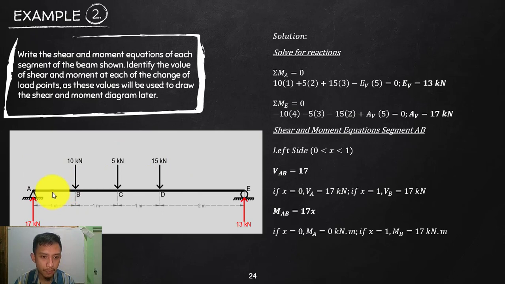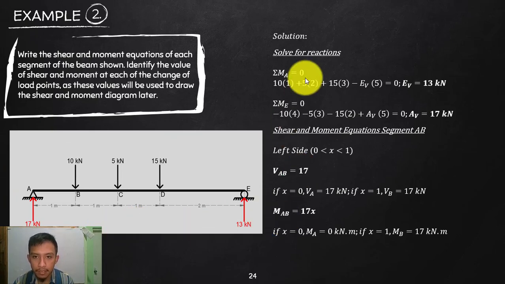So there are 4 segments that I need to consider: AB, BC, CD, and DE. So we will be ending up with 4 equations of shear, 1, 2, 3, 4, and then 4 equations of moment, 1, 2, 3, 4. Using that, you can solve for the moment and shear at A, B, C, D, and E, and then we can trace that one, and that is the diagram.